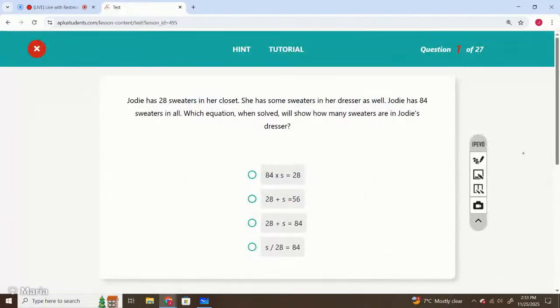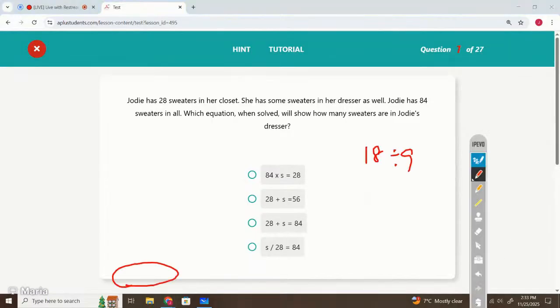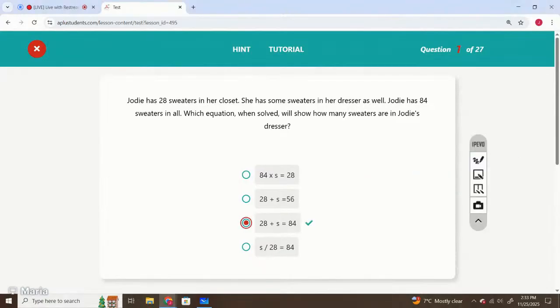Jyoti has 28 sweaters in her closet. So she already had 28. She had some more in her dresser as well. Jyoti has 84 sweaters in all. So the correct option is 28 plus S equals 84. Option number C is the correct option.